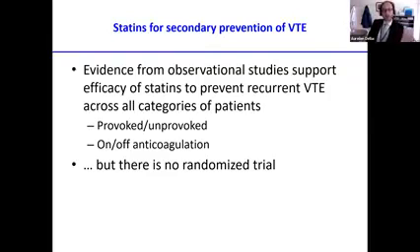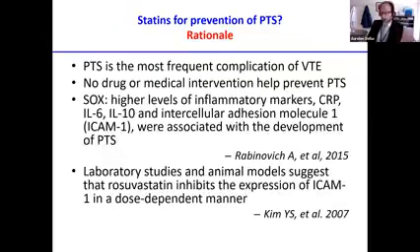Before moving to the last part of the presentation, I have two interesting slides to tease you a little bit more on the potential interest of using statins in our patients. There is some biologic rationale for statins to reduce the occurrence of post-thrombotic syndrome.